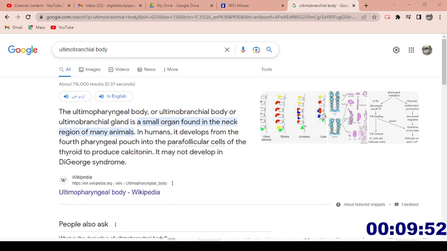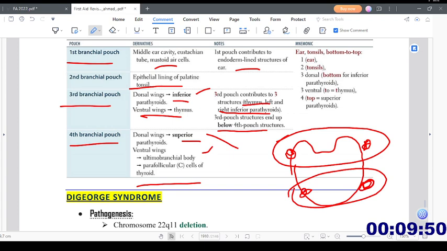So the fourth pharyngeal pouch is giving rise to two structures, you may say three. The first structure coming from the fourth pharyngeal pouch is the superior parathyroid glands. Then the ventral wings will give rise to the ultimobranchial body, which will ultimately cause the formation of the parafollicular C cells of the thyroid.